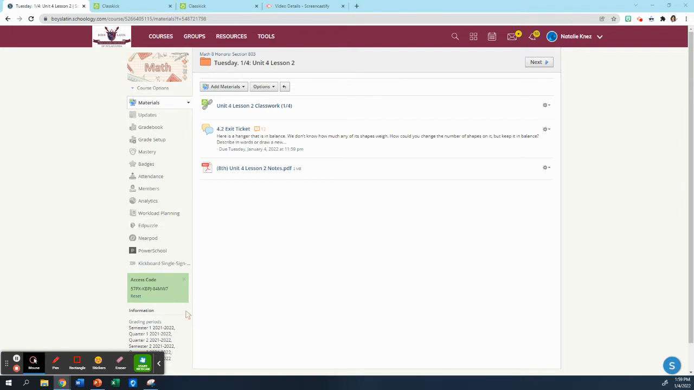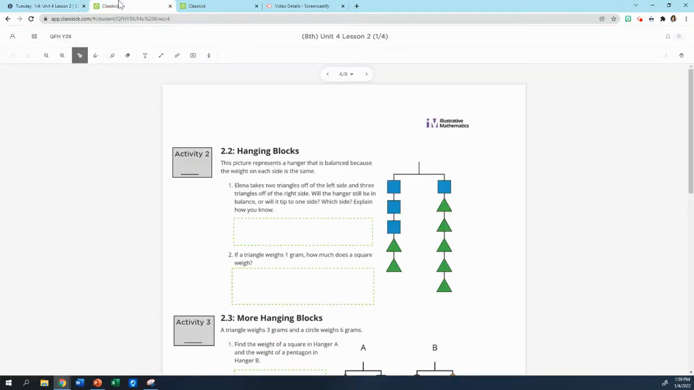So to follow along and to get credit for class today, you need to go to the main Tuesday folder and open up this link, Unit 4, Lesson 2 classwork. We're going to skip straight to slide 4. When you open up the classwork, go ahead and open up slide 4 and then we'll get started. Okay, so you should have slide 4 of Class Kick open so you can follow along.